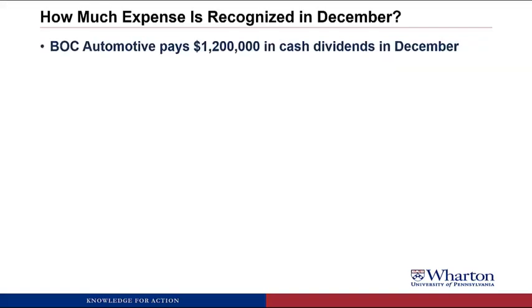BOC Automotive pays $1,200,000 in cash dividends in December. The answer is 0. Dividends are never considered an expense because they're not considered a cost of doing business. Dividends will never show up on the income statement.